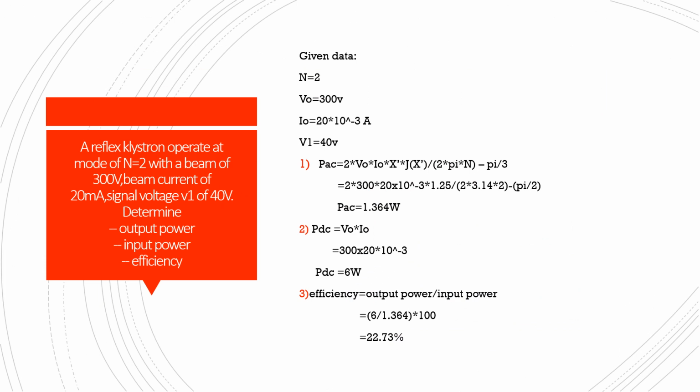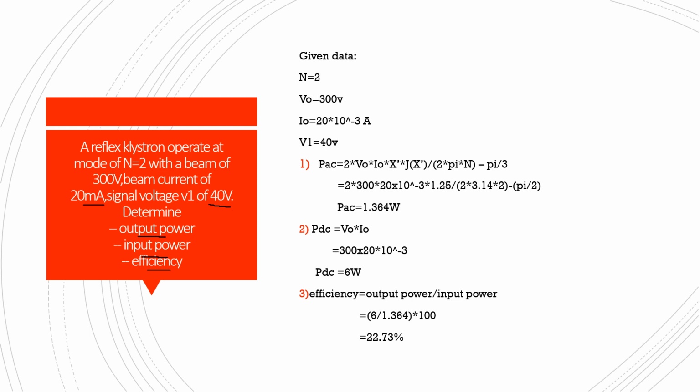The first one is: a reflex klystron operates at mode n equal to 2 with a beam voltage of 300 volt, beam current of 20 milliampere, and signal voltage V1 of 40 volt. We need to calculate output power, input power and efficiency.